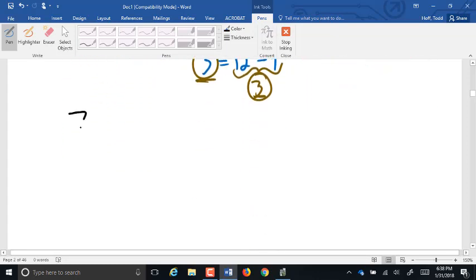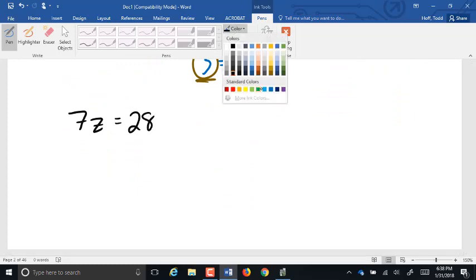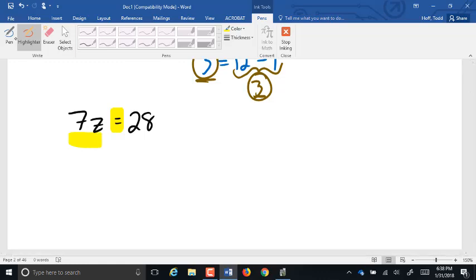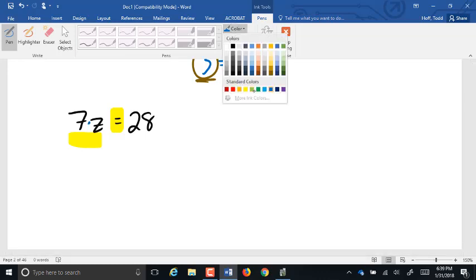We might have something like 7z equals 28. Now again, asking our questions here, we find our equal sign. We identify where the variable is. It's on the left side this time, 7z. What is keeping z from being alone? 7. What operation was used to attach the 7 to the z? Multiplied. So how do we get rid of it?